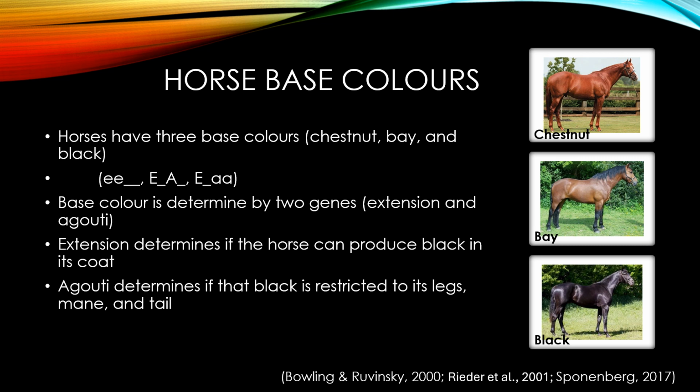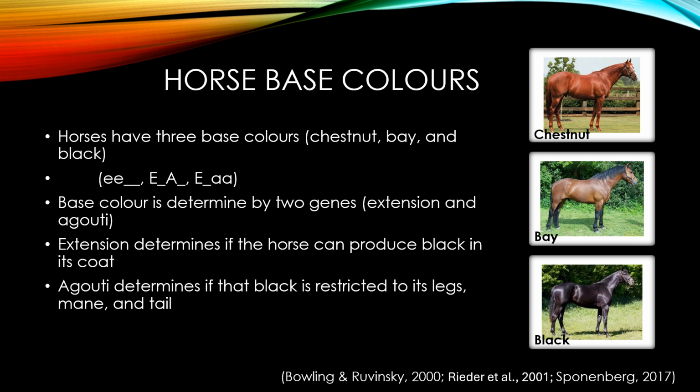Agouti is a simple dominant gene and is the restriction of where that black pigment is expressed. Agouti uses the letter A to denote the two versions of the gene. If the horse has at least one dominant agouti, the horse will have restricted black pigment, so it'll only be at the points, the mane, and the tail. If a horse has double recessive agouti, they will have unrestricted black pigment, meaning the entire horse will be black. These two genes combine to make up the three base colours of the horse.